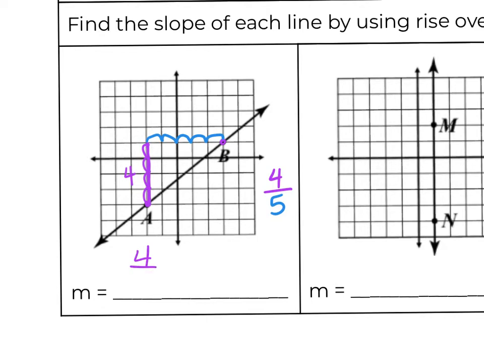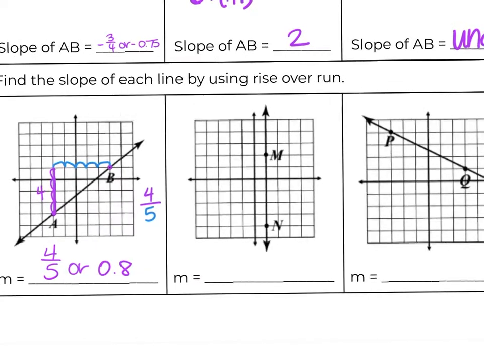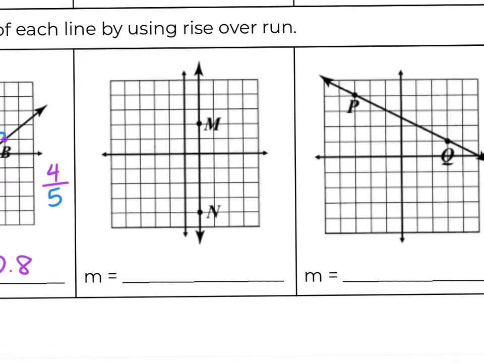If I wanted it as a decimal, anyone know what that is? You got 4 out of 5. What percent did you get? 80, so it's 0.8. Good job. All right, a vertical line. Undefined, good.